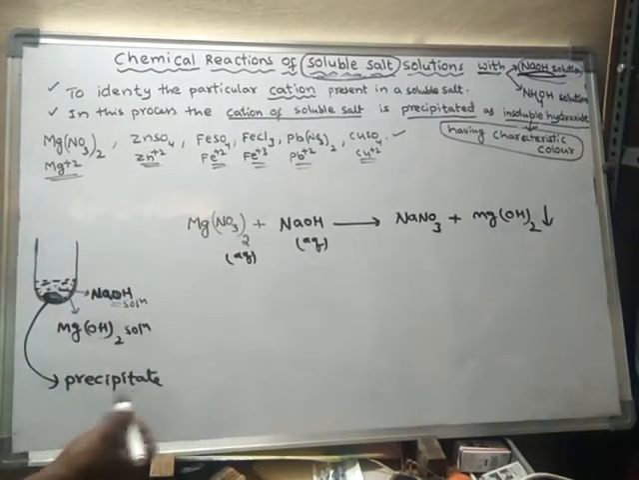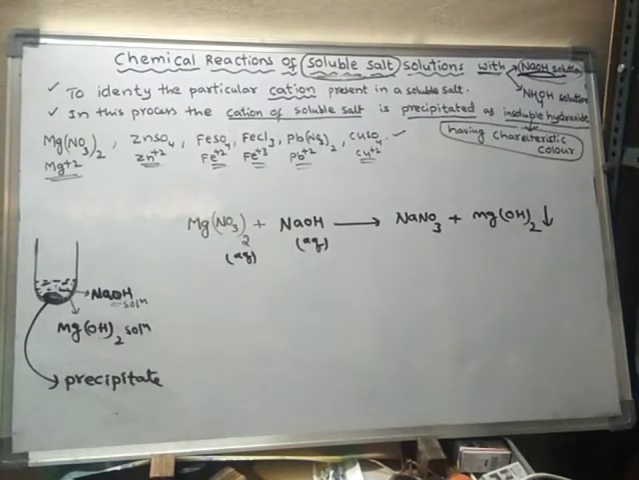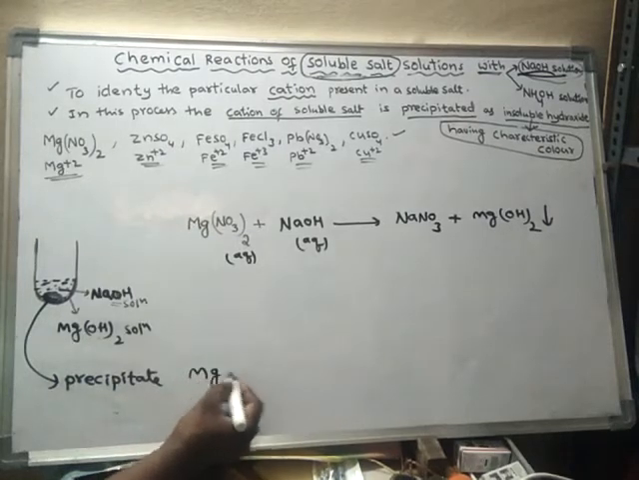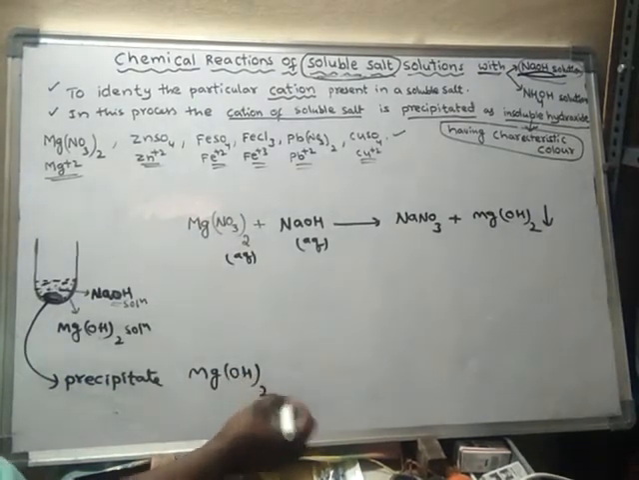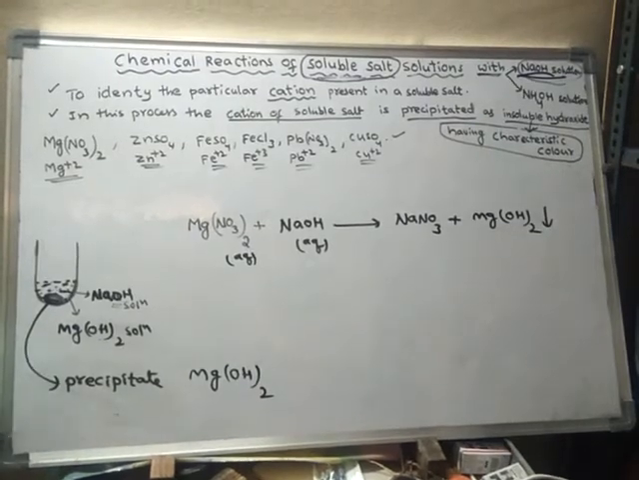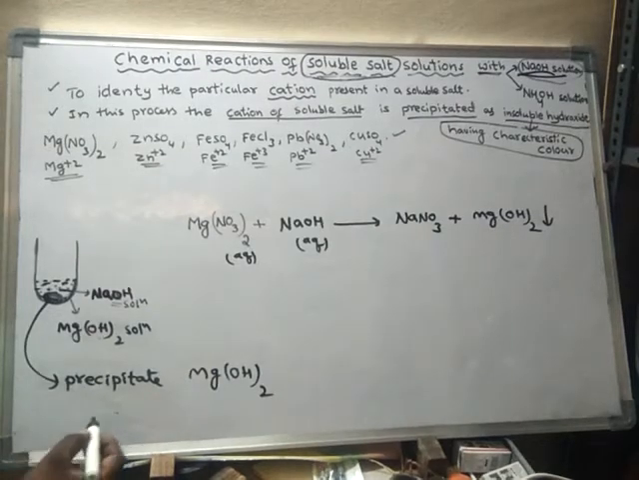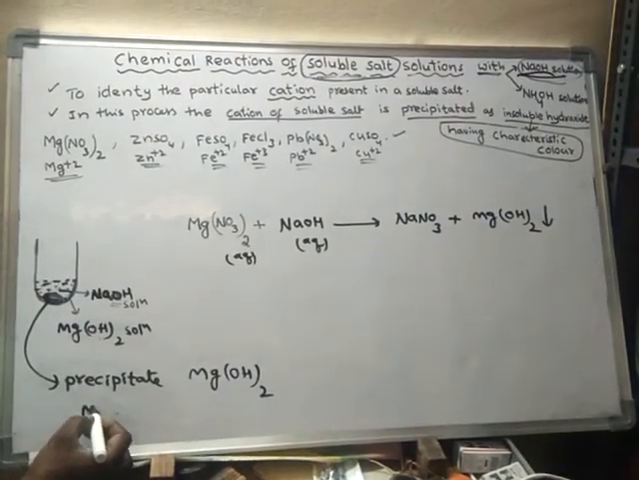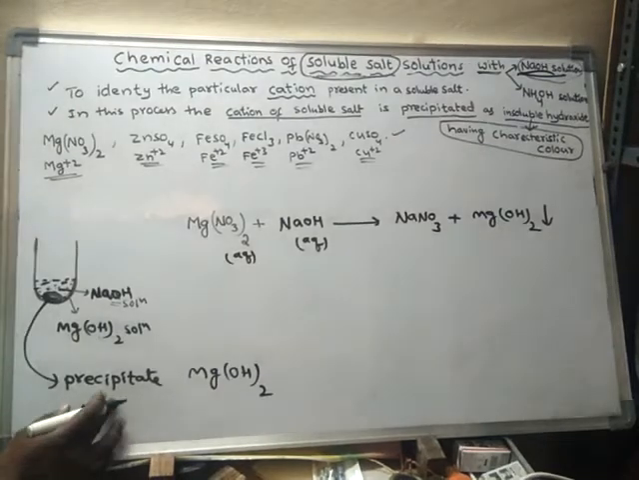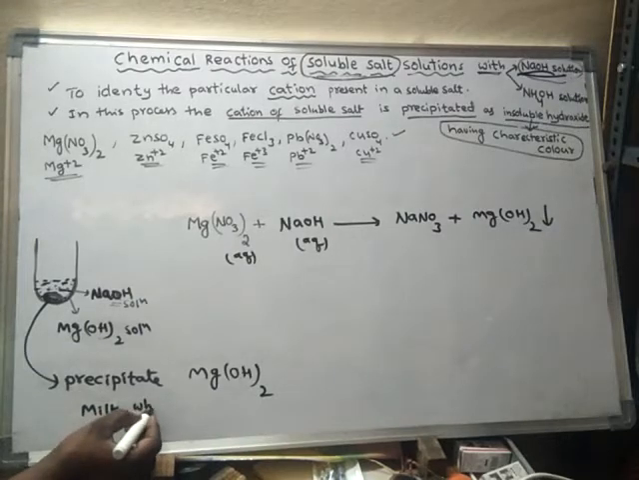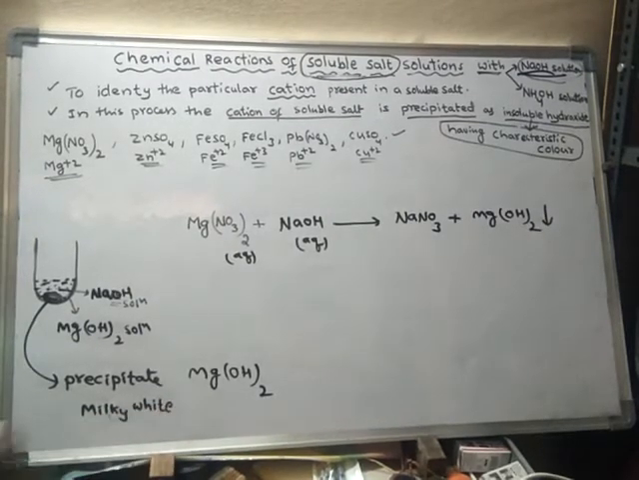Now what is a precipitate? Precipitate means an insoluble solid which is formed during a chemical reaction. So what is the precipitate here in this solution? Magnesium hydroxide is the precipitate. What is the color of this precipitate? The color of this precipitate is milky white. So a milky white precipitate is formed.